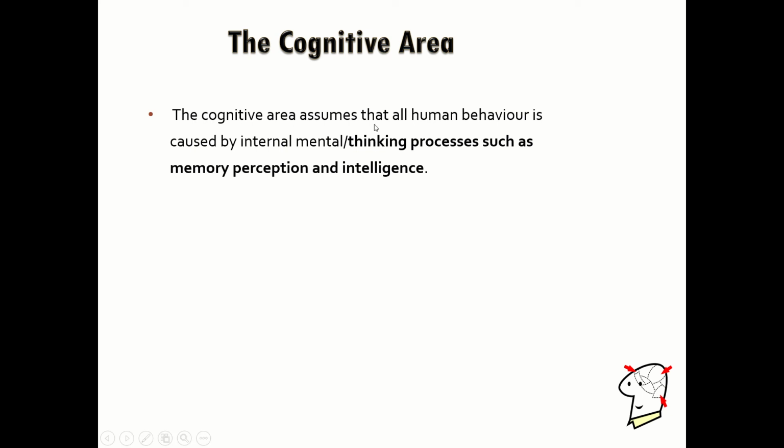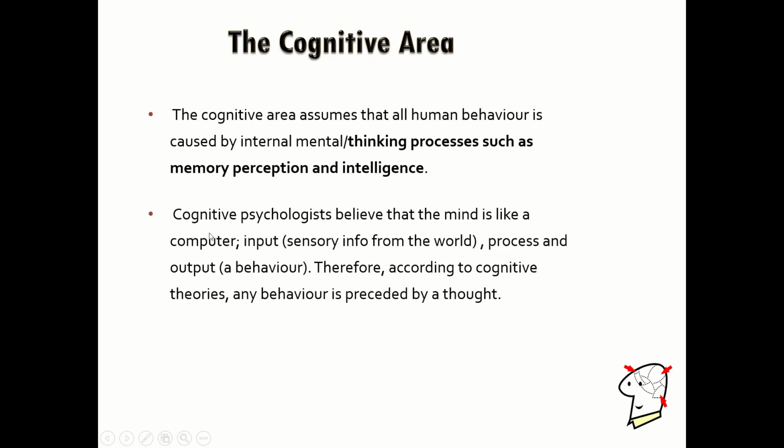So to know that the cognitive area assumes that all behavior is caused by internal mental thinking processes, such as things like memory, perception, and intelligence. And it's important to know these assumptions because you have to link the studies then to these assumptions. So they believe that all behavior is caused by internal mental thinking processes, such as memory, perception, and intelligence.